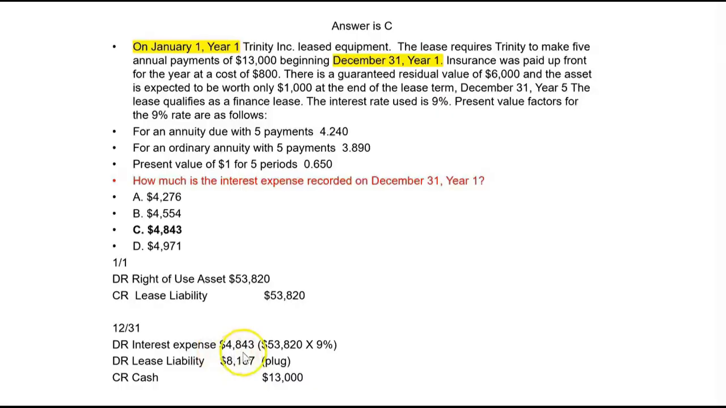We debit interest expense. We're also going to credit cash for the amount of the payment, and then we'll plug the lease liability for the difference of $81.57. Notice that we're reducing the lease liability on 12/31 by the amount of the payment that doesn't represent interest. Very similar to what we did on operating lease rules when there's no immediate first payment.